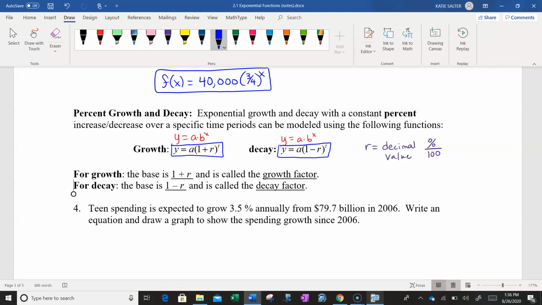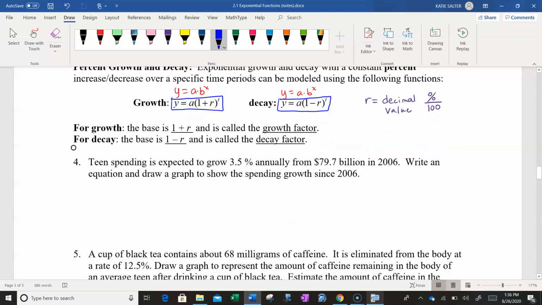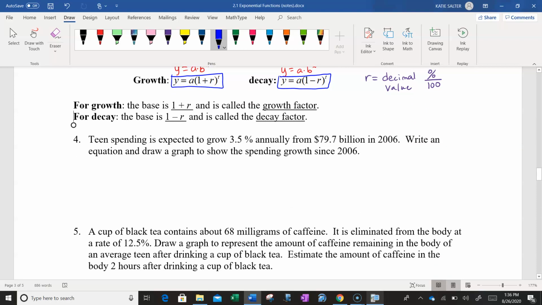Teen spending is expected to grow 3.5% annually from $79.7 billion in 2006. Write an equation and draw a graph to show the spending growth since 2006. Okay, as soon as you see any word problem and it starts talking about something growing or decaying by a percent, immediately you should know that this is going to be an exponential function. In this case, because it's growing, we know that we'll be using that growth formula.